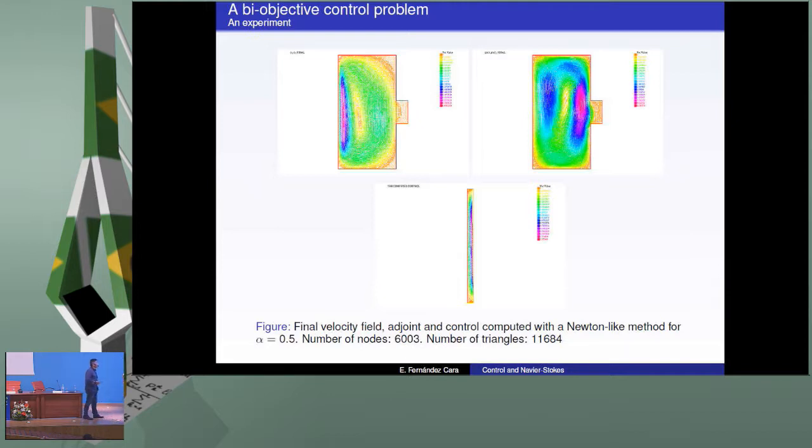And if u satisfies the Navier-Stokes equations, we are able to compute a Pareto equilibrium. A Pareto equilibrium for the parameter alpha equal to 0.5 is described by this velocity field. This is what we call the associated adjoint field that is part of the optimality system that can be written for the optimal solution. And this is the control that we have to apply on the left part of the domain in order to get this velocity field. So it is possible to find this, for example, using a Newton-like method for the optimality system. And this is relatively precise with the number of nodes much higher than the one we have seen before, and the number of triangles is also higher.